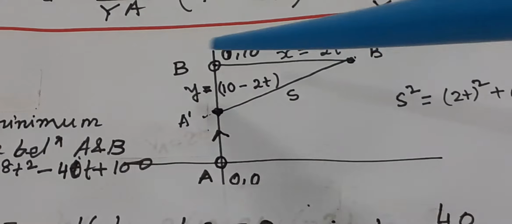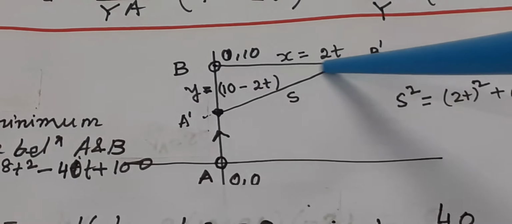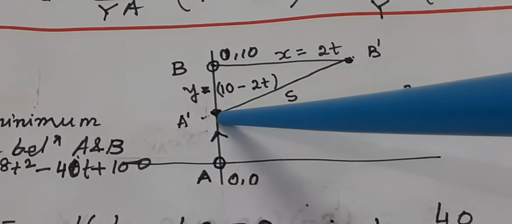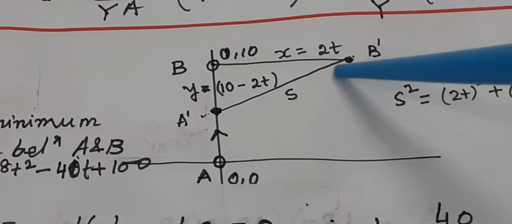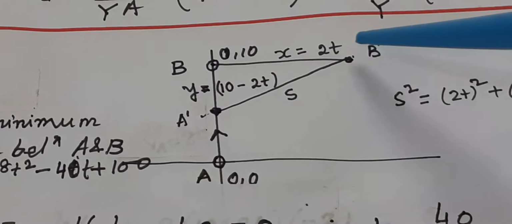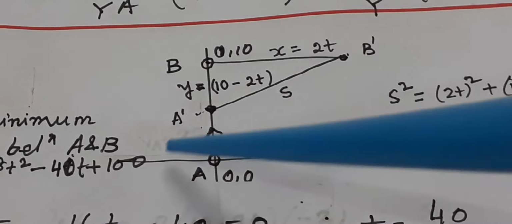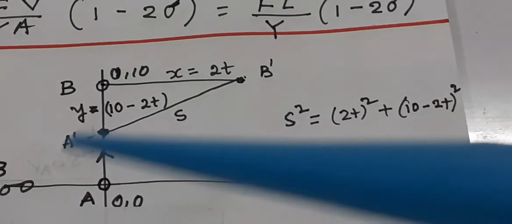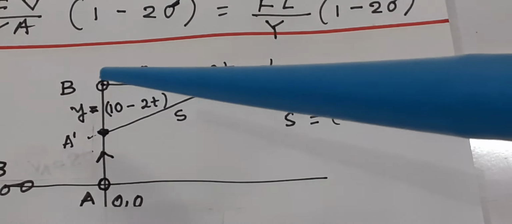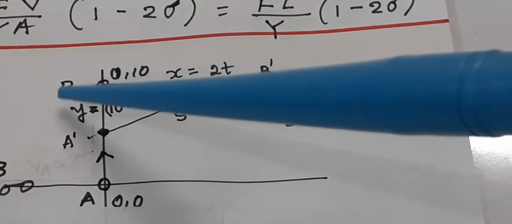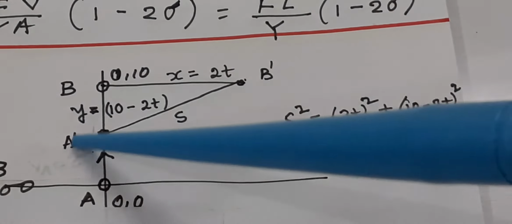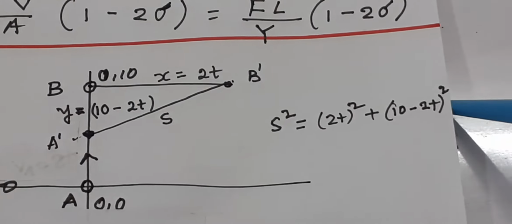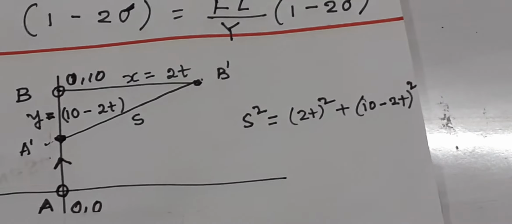And here the distance is twice t, I mean x is the distance. Then what will be the distance between them? The true distance between them will be this distance, A dash B dash. To find A dash B dash, say it is S, we can write S square equal to, using the right angle triangle, twice t whole square, that is the x distance, plus the base of this right angle triangle, which is 10 minus twice t, whole square.